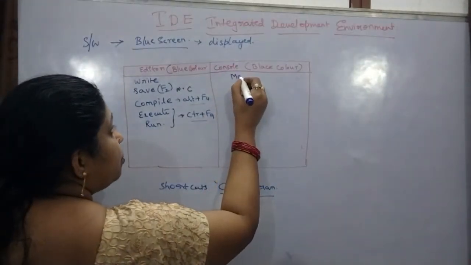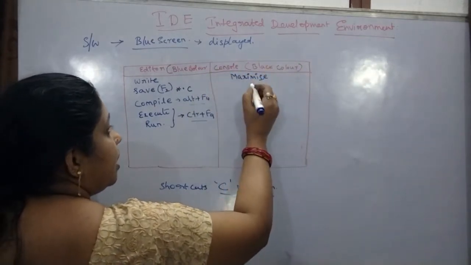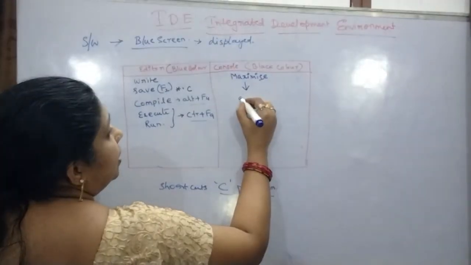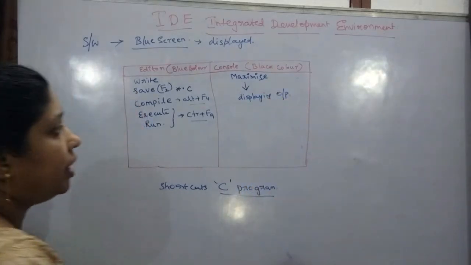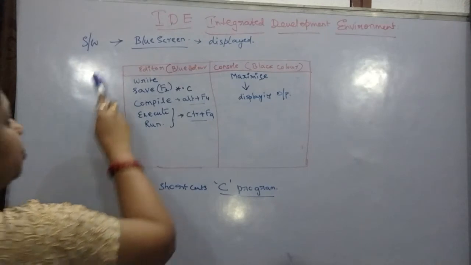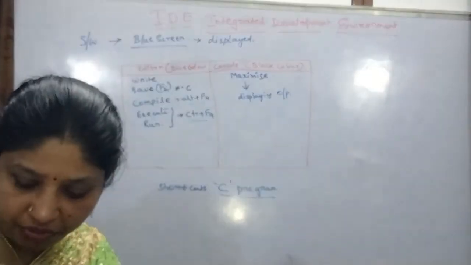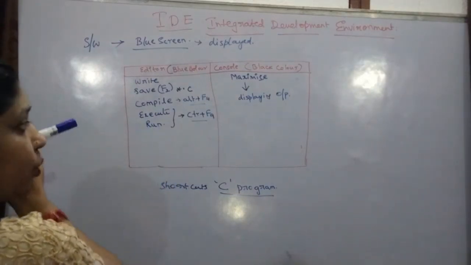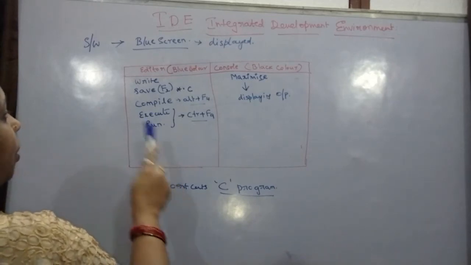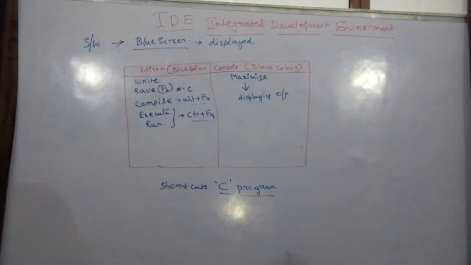First, you should maximize this black color screen. Then you go for displaying the output. Understood? So this is the way you will be using the integrated environment interface for C programs. This is the blue screen editor which you will use for running and executing C programs. Understood?